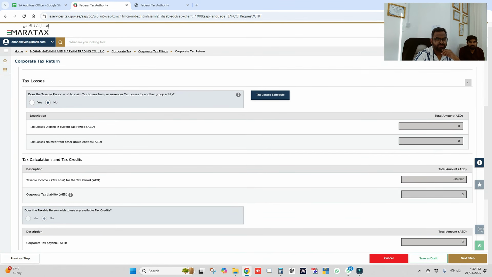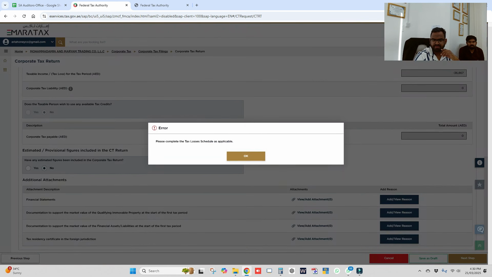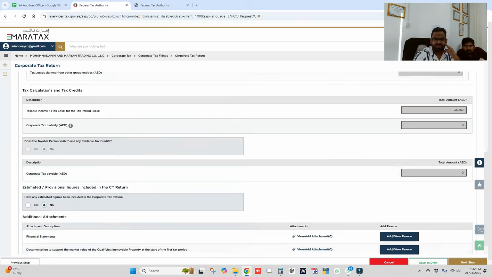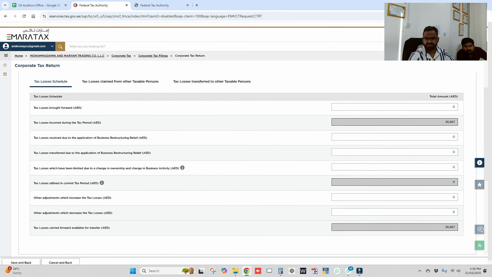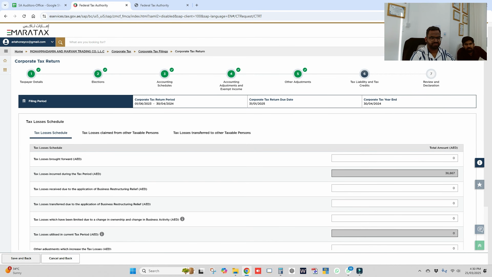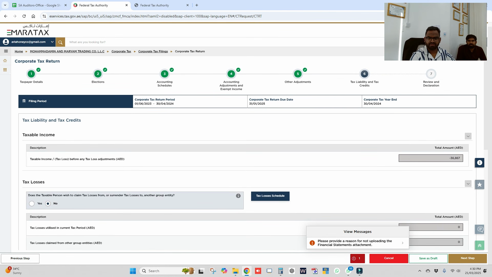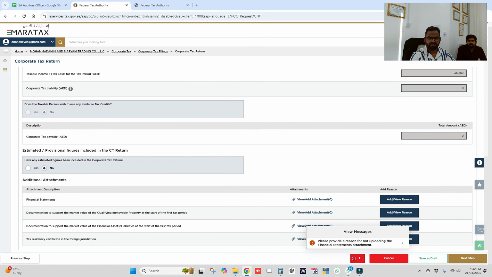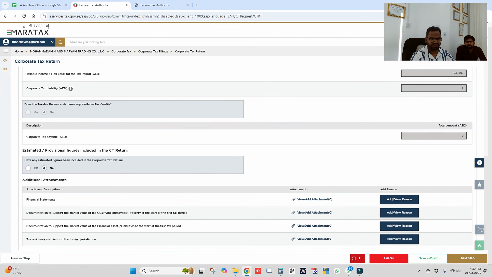Please complete the tax losses schedule. Tax losses schedule, wishes to claim? No. Why is it asking? Okay, let it put the tax losses schedule. We have selected it, so that's why it's coming. We will make it 0. Here we have to put the reasons. We have to put the reasons also if we are not uploading the financial statement.